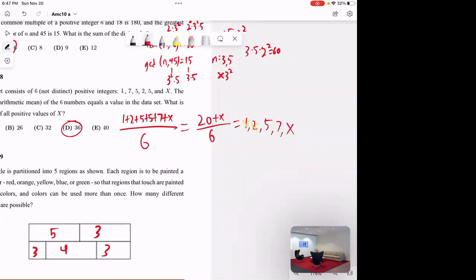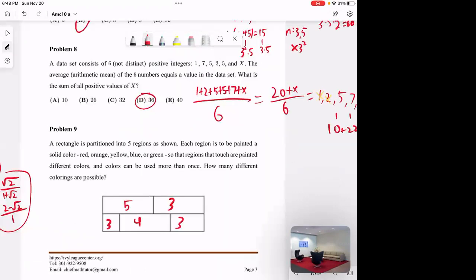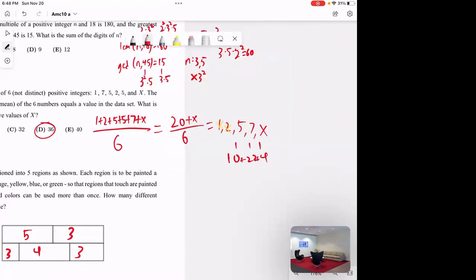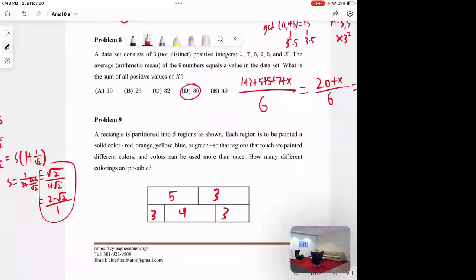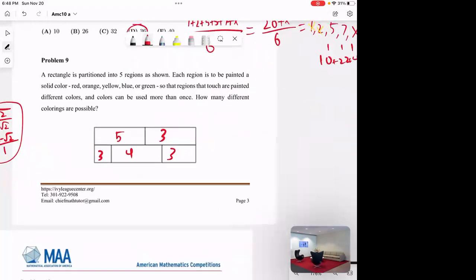So we can try 5, 7, and x. So if the mean is 5, right? 5 times 6, 30. 30 minus 20, that's 10. 7 times 6, 42. 42 minus 20 is 22. And then finally, 6 times x is 6x. Subtract x from each side, giving us 5x. 5x equals 20, so x is equal to 4. So then we add all of these, right, because we want to find the sum of all possible values of x. 10 plus 22 plus 4, 36, which lines up with our answer.